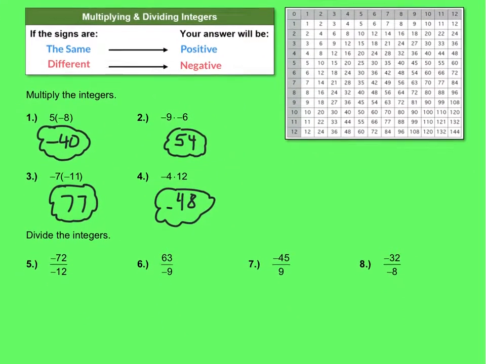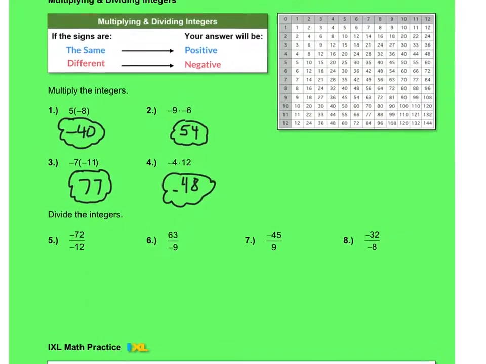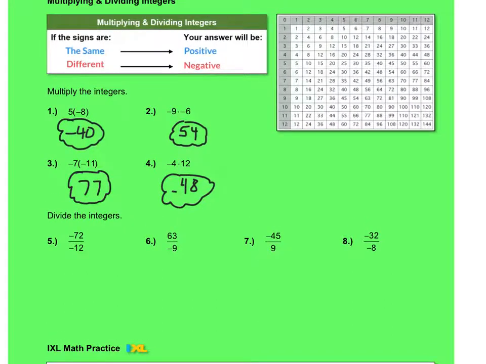Okay. The bottom ones are division problems. They may look like fractions to you, but when you get older, people quit using the division sign. We use the fraction bar to mean divide. So here we have negative 72 divided by negative 12. We have a negative divided by a negative. So we should know already the answer is going to be positive.